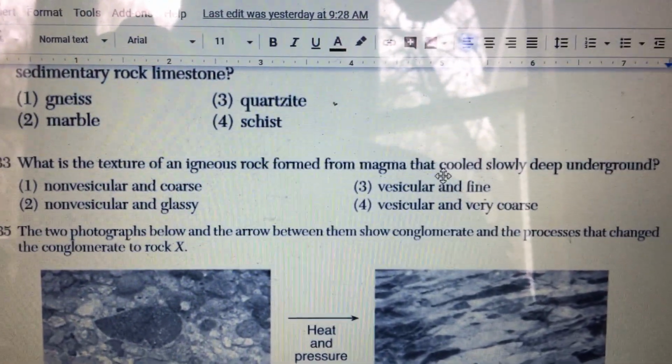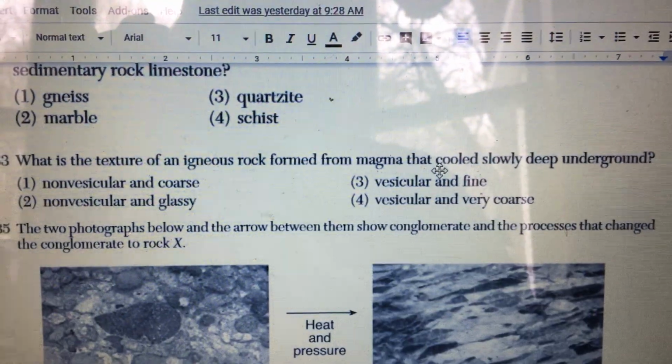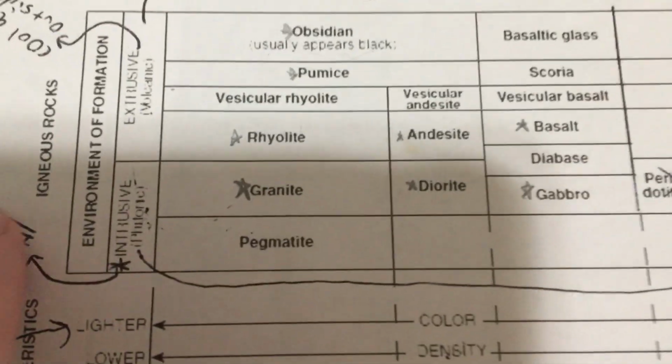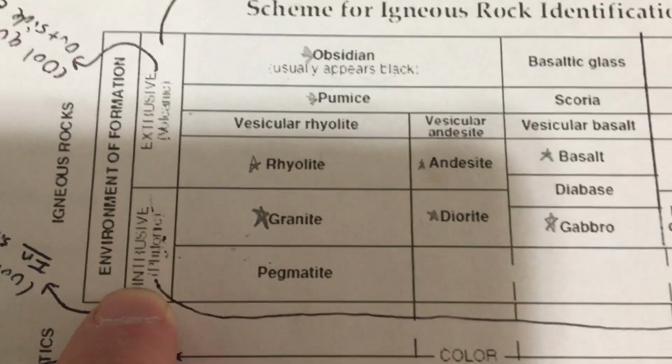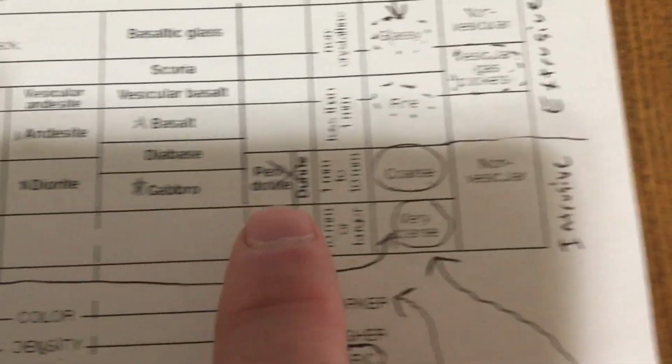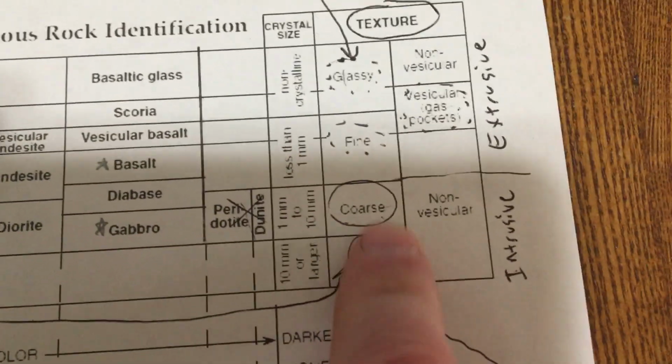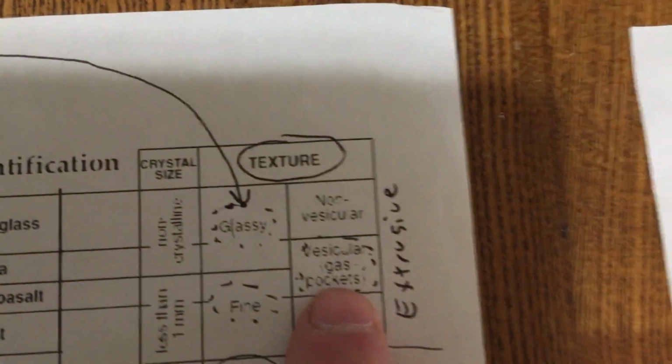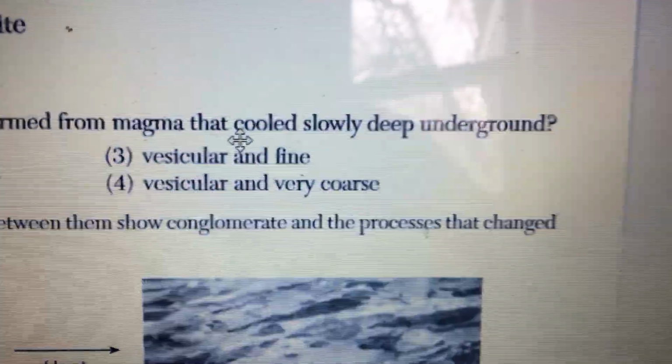What is the texture of an igneous rock formed from magma that cooled slowly deep underground? So a little bit of knowledge is needed here, but really, if you know that means intrusive, cooled inside the earth, and maybe you remember, or maybe you just use the table to say that is coarse or very coarse. That's going to help us out. Now, vesicular I see as one of the choices. Vesicular is up here. Vesicular goes with extrusive volcanic rocks. So right away, 3 and 4 are gone. It's going to be non-vesicular, and is that coarse or is that glassy?